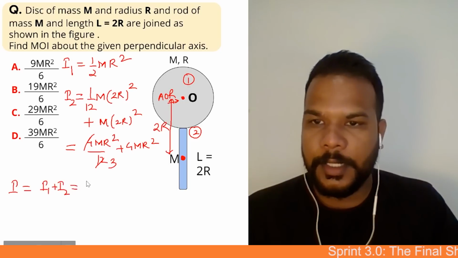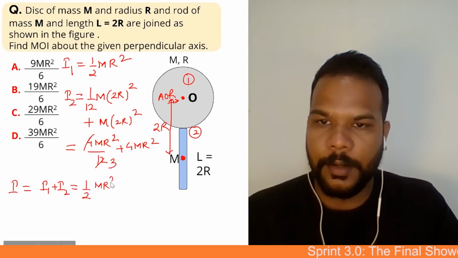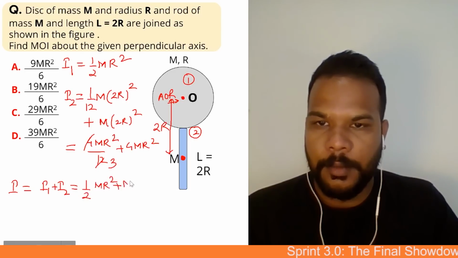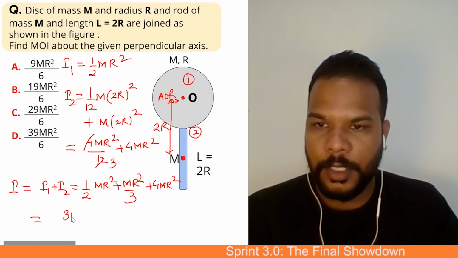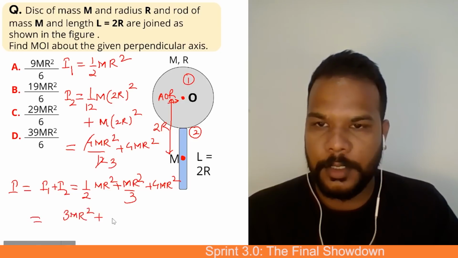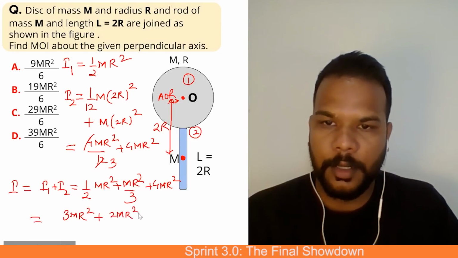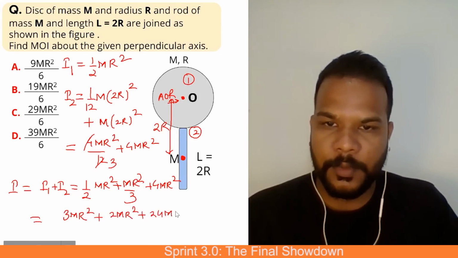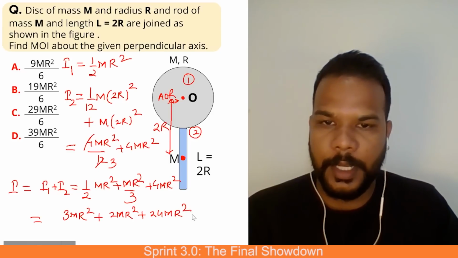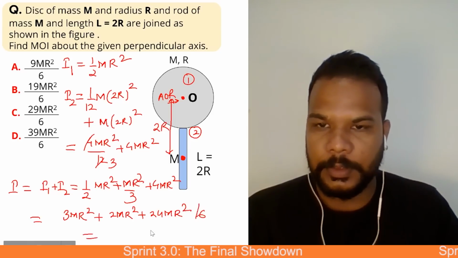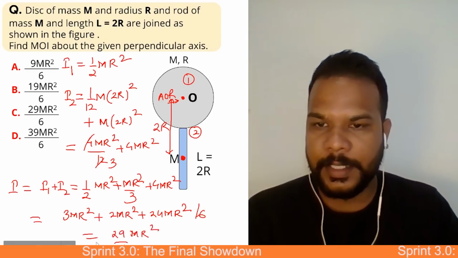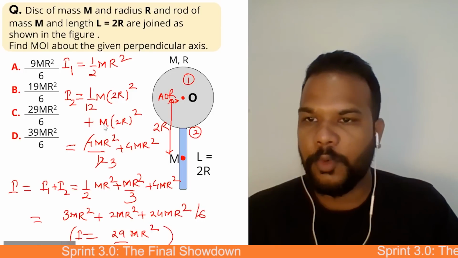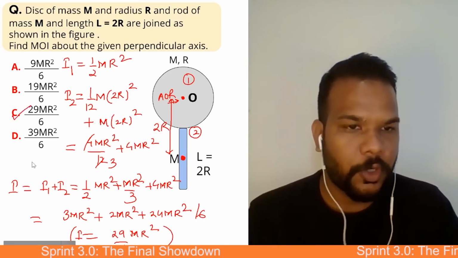Okay, so that is 1 by 2 MR square plus MR square by 3 plus 4 MR square, which is 3 MR square plus 2 MR square plus 24 MR square, total divided by 6. So 24 plus 5 is 29 MR square by 6 is the total value of the moment of inertia, which is option C. Again, C for corona.